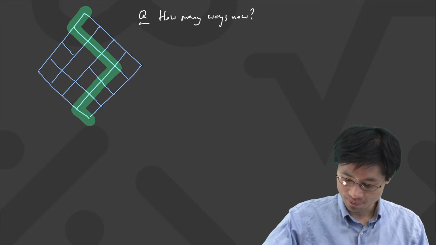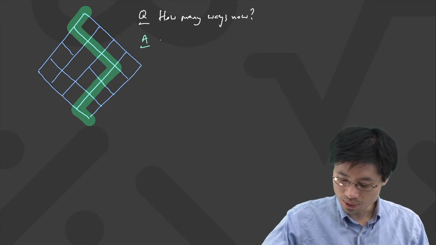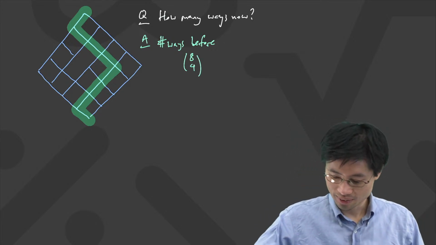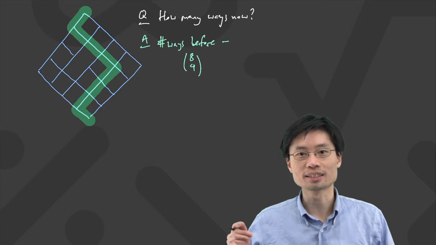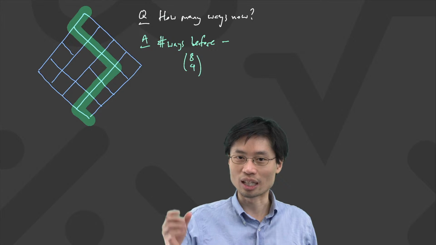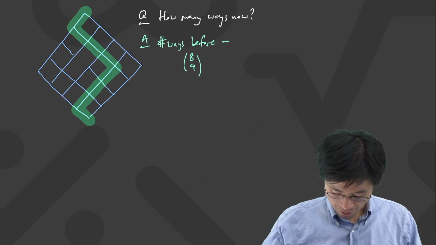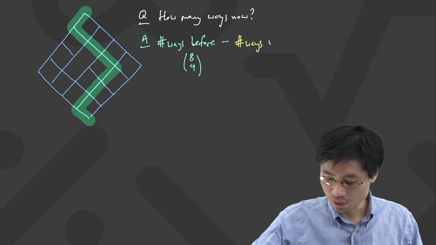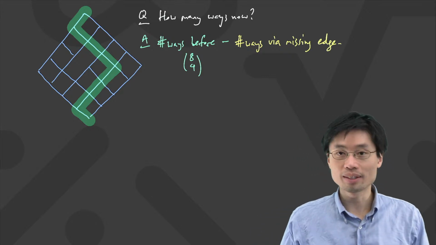So the answer here is equal to the number of ways before, which was this 8 choose 4, okay, minus the number of ways that specifically go through that bad spot. Does that make sense? So now I really want to go through that bad spot. Minus the number of ways that go via that missing edge. Oh, what's that? Now I need to draw that.